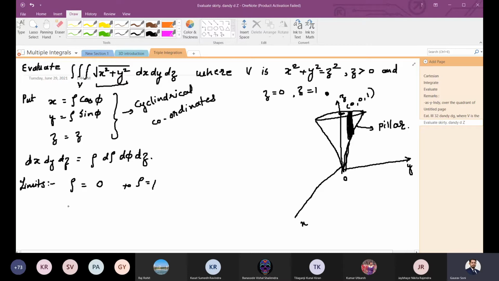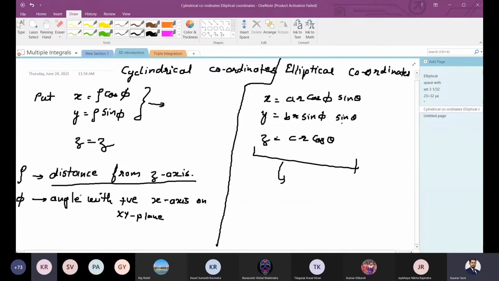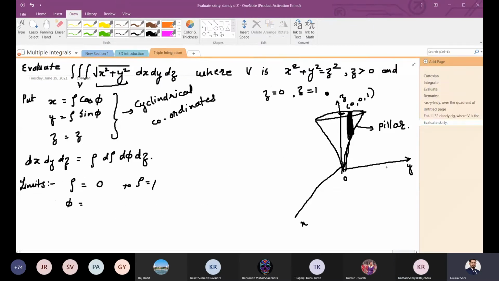Then let's talk about phi. What was phi? Let's go back. The angle with the positive x-axis on the xy plane. So you need to drop the complete volume on the ground and see how much angle your region is going to make with the positive x-axis. So phi is running from 0 to... Yes, Rohit.